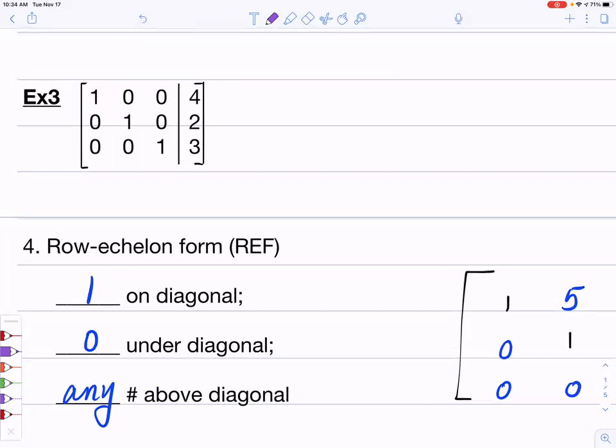All right, now let's go backwards. So now I have an augmented matrix. Let's turn it into a system of equations. Okay, so what would the first equation look like? X equals 4. What would the middle equation look like? Y equals 2. And what would the third equation look like? Z equals 3. Now those are 3 pretty easy equations, aren't they?